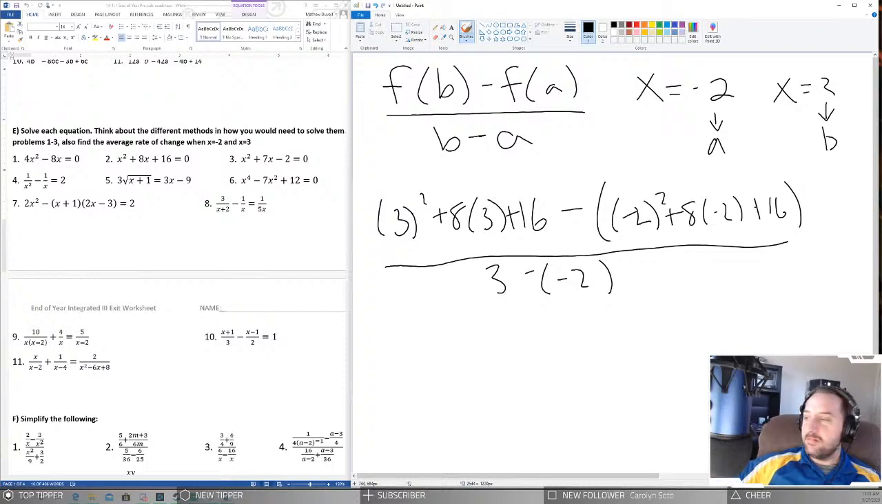That's it. Y2 minus y1 over x2 minus x1. How do you find your y values? You plug in the x values. And so if you just simplify that, that gives you the average rate of change.